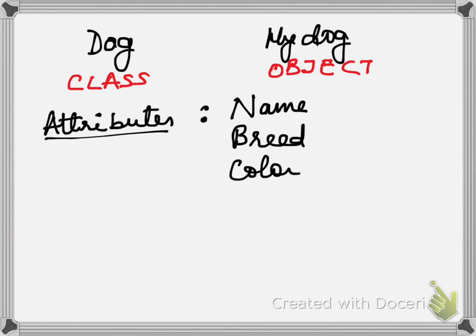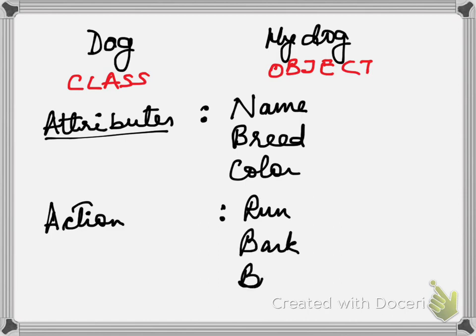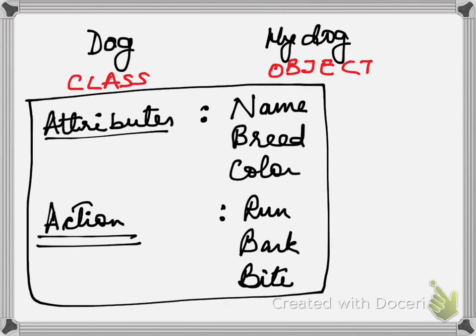And the actions, or the behavior that the dog will exhibit, we put together. Say run, then bark, and then bite. Here also you can add as many actions as you want. You may say play, roll over, or fetch. All these are different actions that the dog can perform, so we can put these things together as a single unit.